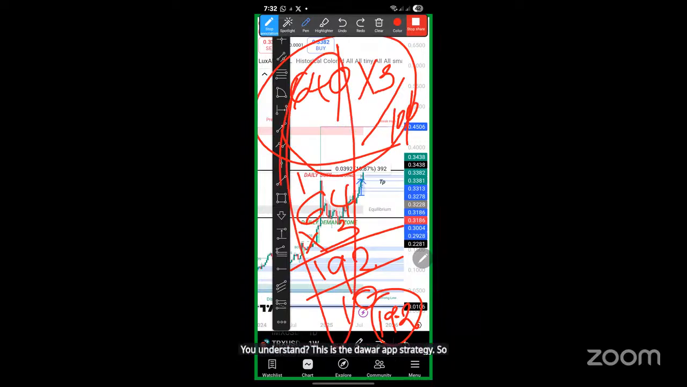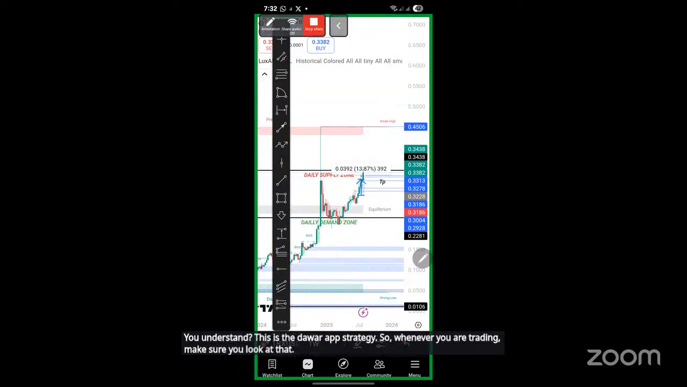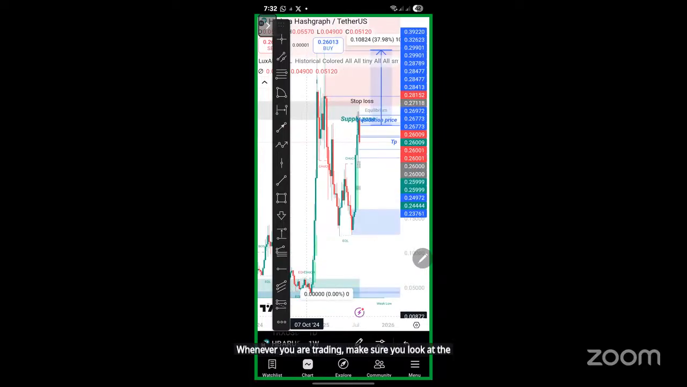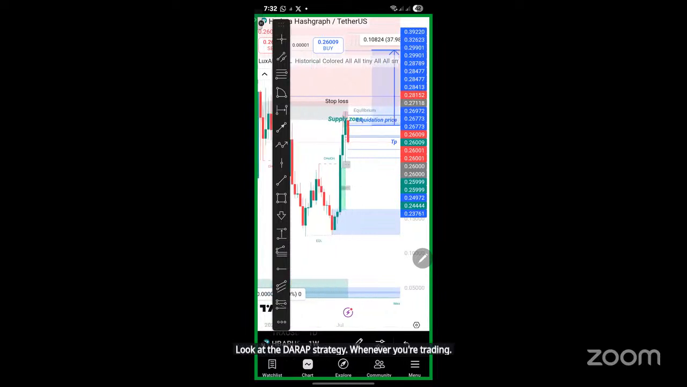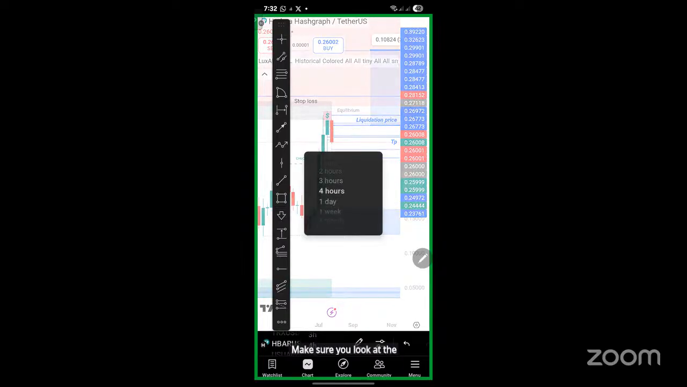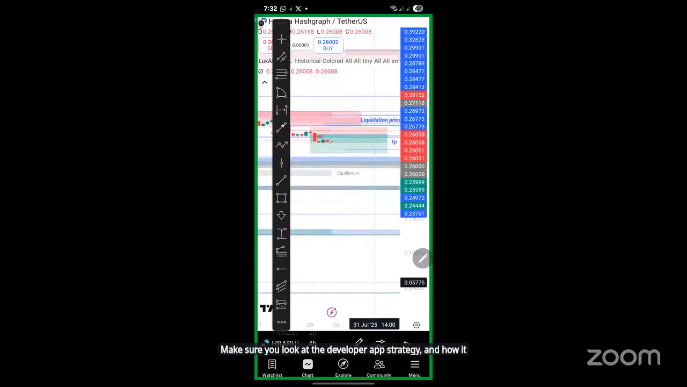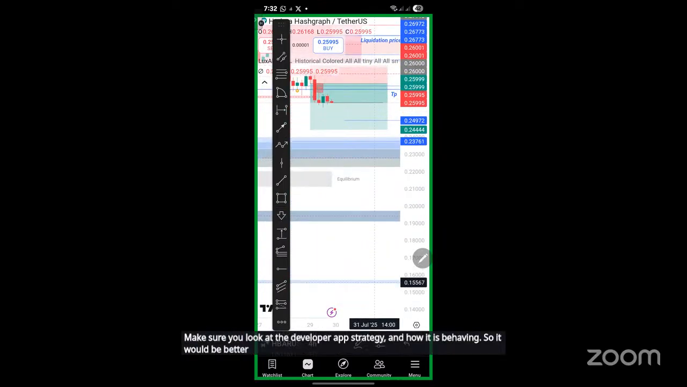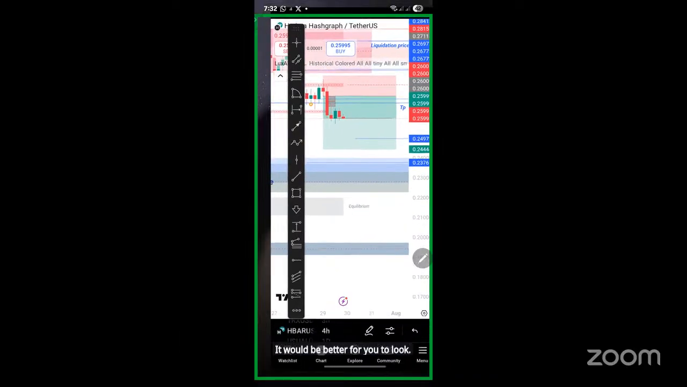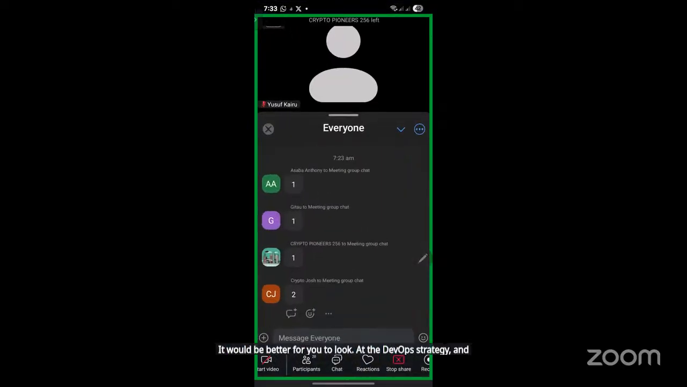So whenever you are trading, make sure you look at the double up strategy and how it is behaving. It would be better for you to look at the double up strategy and use it consistently in your trading.